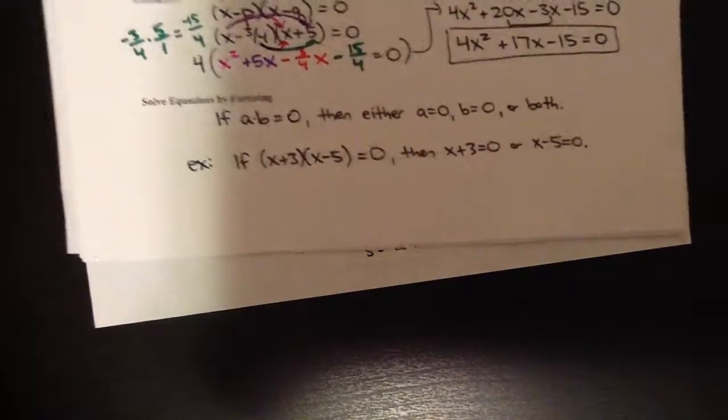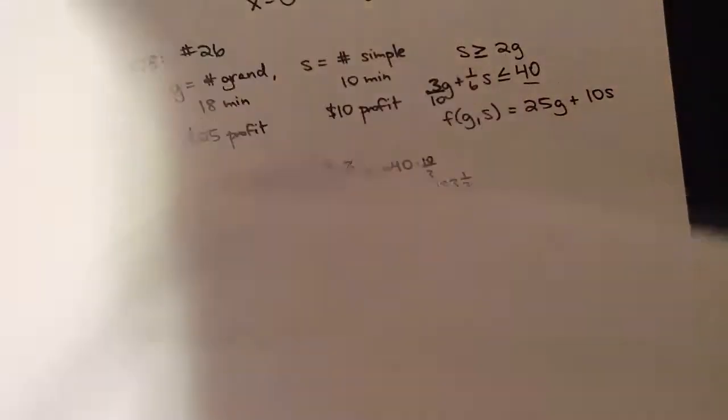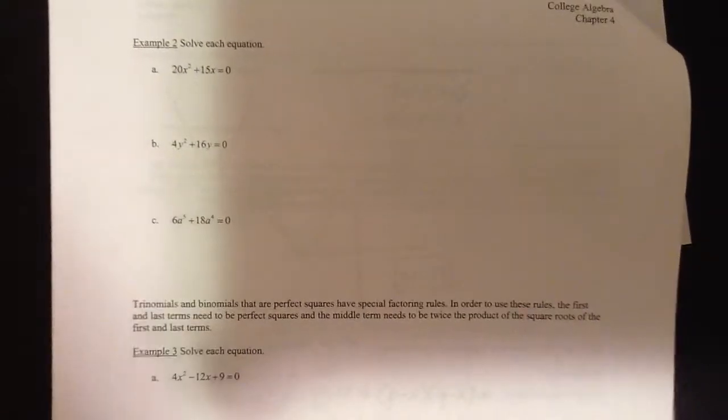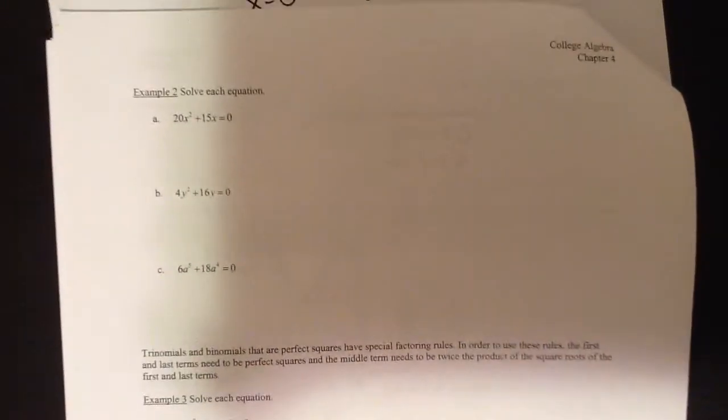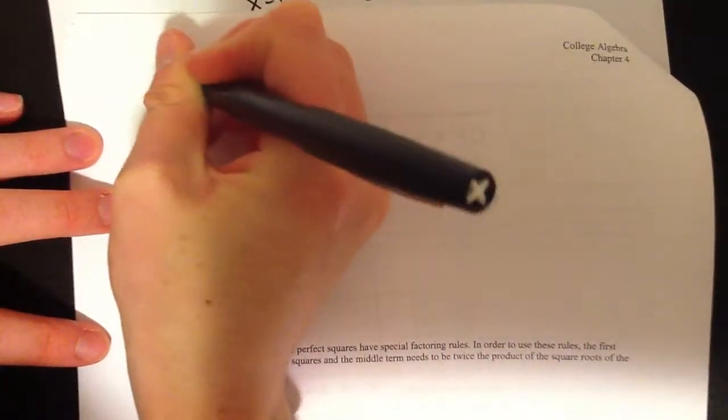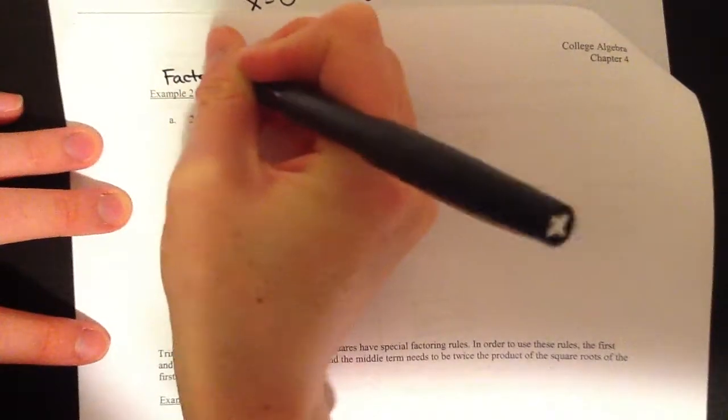We're going to look at two of the factoring patterns today. So we're going to flip the page to our first pattern. So we're going to solve each one of these equations. The first technique that we're looking for is the GCF technique. So in all of these, example 2, what we're going to do is factor out the GCF.